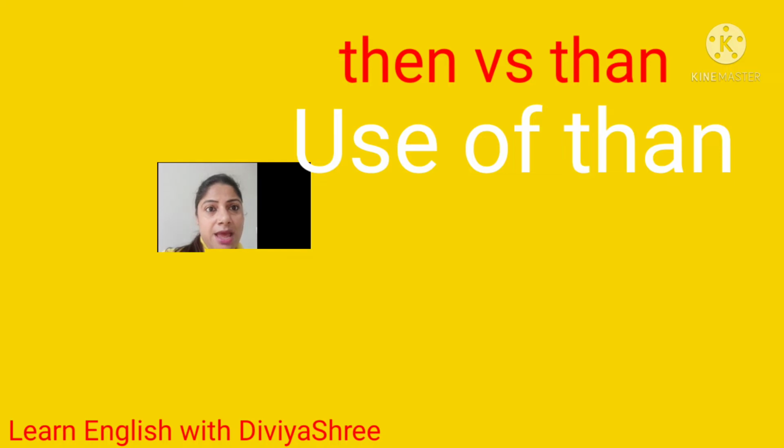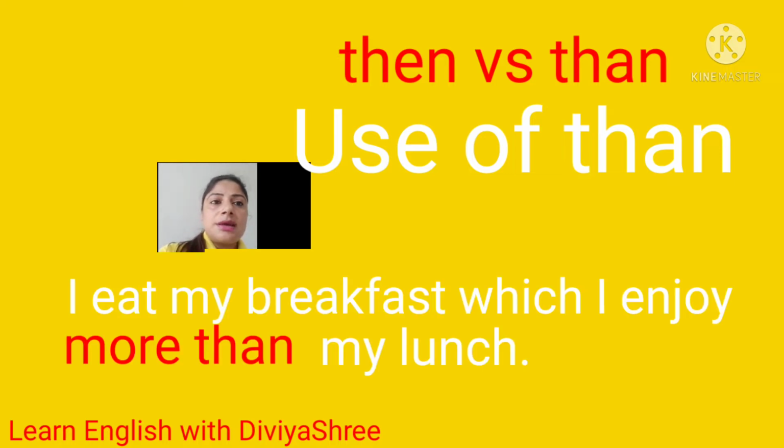Okay, let me explain it in a better way with better examples. Let's see other examples. If you say, "I eat my breakfast which I enjoy more than lunch," you are comparing your breakfast with your lunch. So here what will you say? You will say THAN. "I eat my breakfast which I enjoy more than lunch."